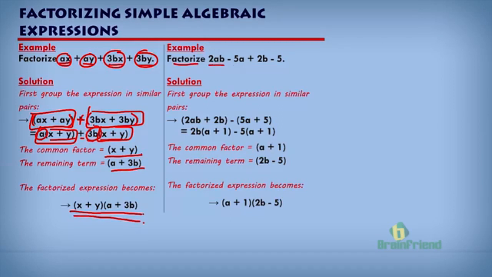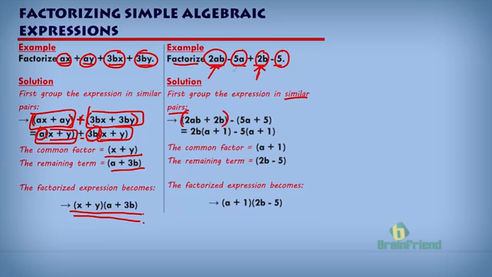Factorize 2ab minus 5a plus 2b minus 5. Again, take note, we have how many terms? 1, 2, 3, 4. We have 4 terms. Again, to simplify this expression, to make it easy for us to work, what do we do? We group our expressions in similar pairs first. So to simplify our expression, what do we do? We group the similar pairs in brackets. Let's look at our expression. We have 2ab. We also have something similar, 2b. Okay, we can group that together, and to group them together, we make use of our brackets around them.